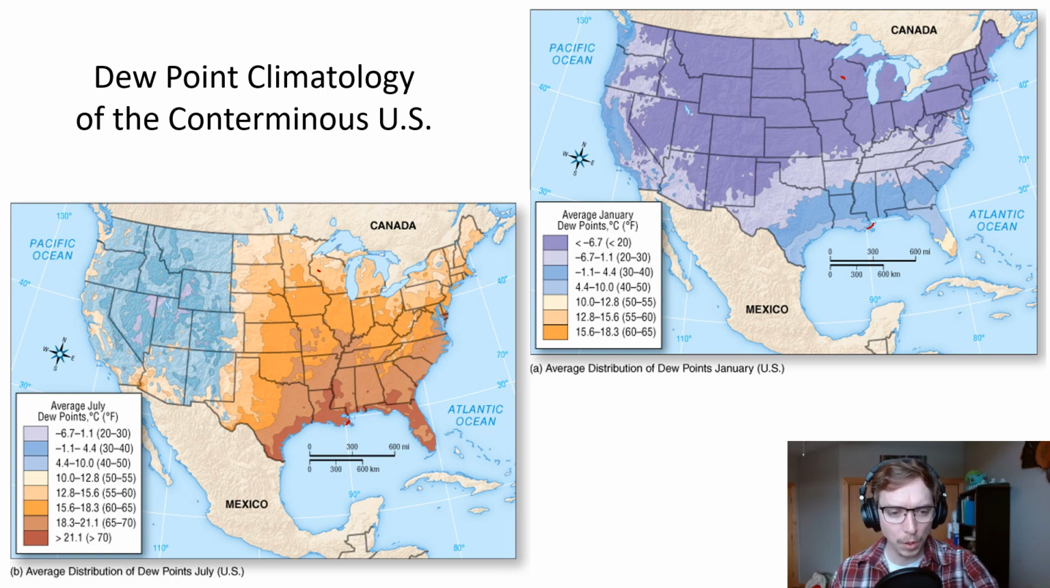Now, if we were to look at average dew points for another place that I've lived, for example, Phoenix. So Phoenix is right about here and right about here, more or less. We can see that in January, it's right around negative 6.7 to negative 1.1 degrees Celsius. And then in July, somewhere around still negative 1.1 to 4.4 degrees Celsius, or maybe 4.4 to 10. Air in Phoenix during the summer months is incredibly dry.